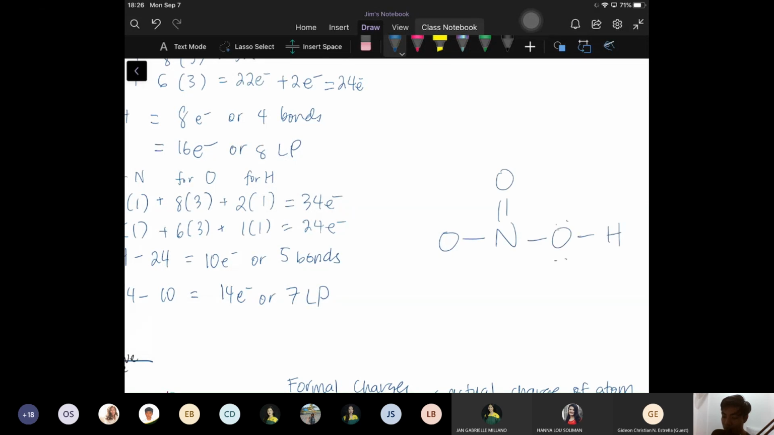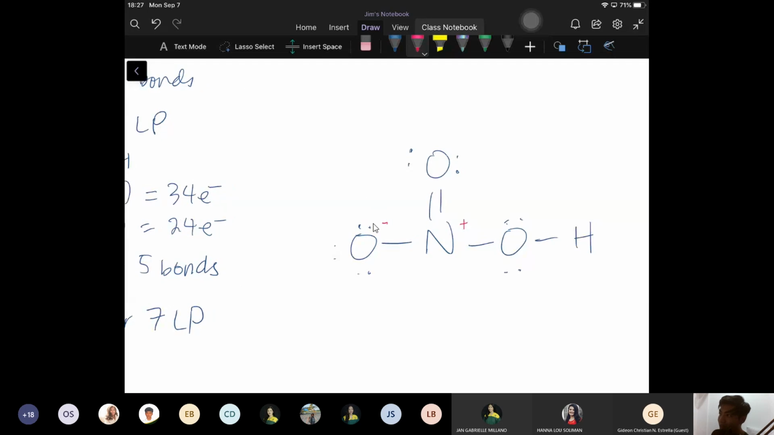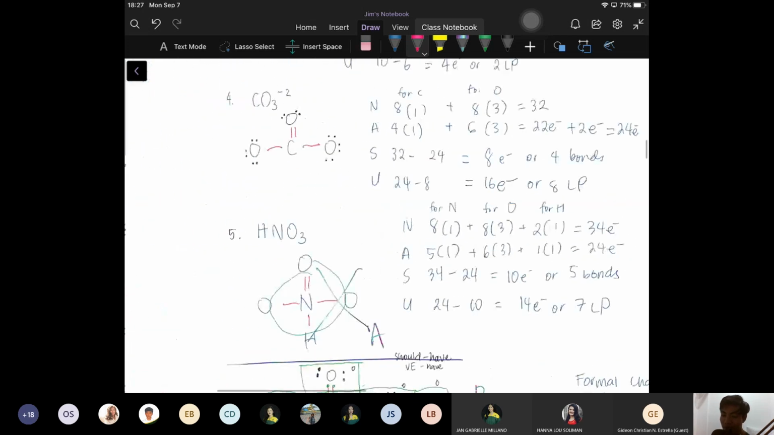So, that's the final structure for the nitric acid. And then, let's put the formal charges: negative on oxygen, positive on nitrogen. By the way, when you add all the formal charges, that corresponds to the charge of your molecule. Let's add these formal charges. This is negative, this is positive. So when you add them, it's 0. So your molecule has no charge.